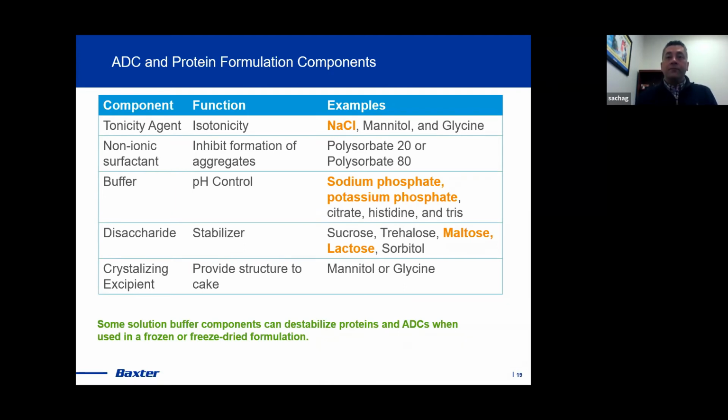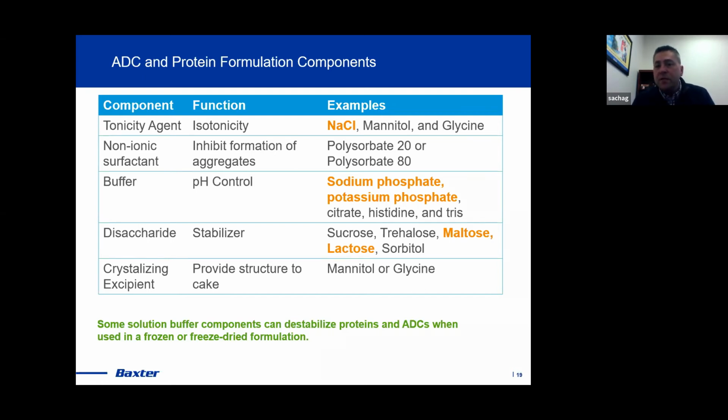Salts definitely decrease your critical product temperatures. So they lower them to temperatures that make it difficult to freeze or difficult to dry. So it's better to adjust tonicity with mannitol or glycine. We may include an ionic surfactant, and that's to inhibit aggregates. I'll explain a little bit more about that later.